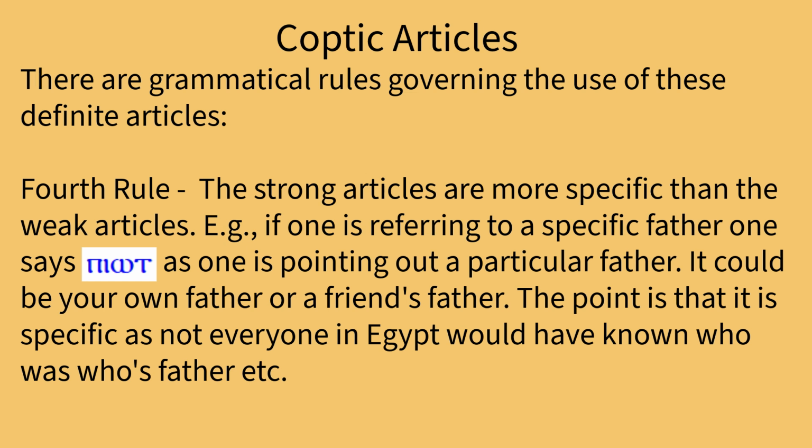For example, if one is referring to a specific father, one says biot, with the definite article being pronounced as b, and then the word for father being pronounced as yot, giving b-yot, biot. So, if one's referring to a specific father, one says biot, as one is pointing out a particular father. It could be your own father or a friend's father. The point is that it is specific, as not everyone in Egypt would have known who was whose father, etc.